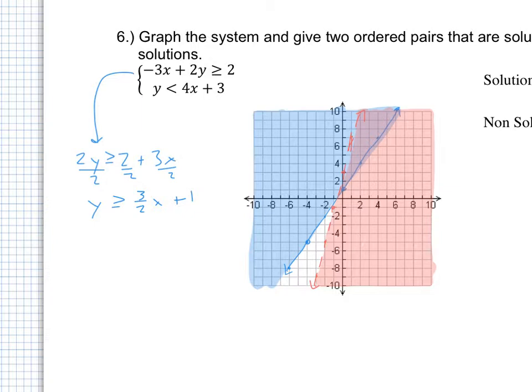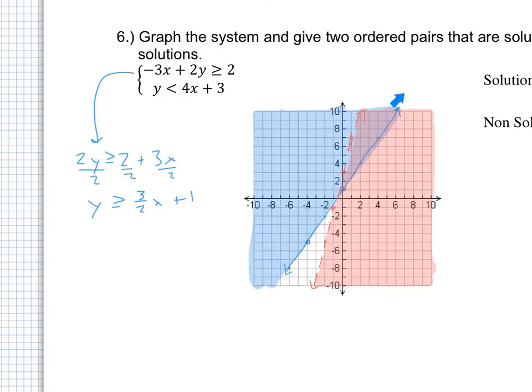So shade on the side that does not have the origin. Same kind of concept for the red there. Got a slope of 4 with a y-intercept of 3. It's got to be a dotted line. So I put a dotted line up through there as best I could. And then if I plug 0, 0 in, I get 0 is less than 3. That is true. So you're going to shade the side that has the origin.